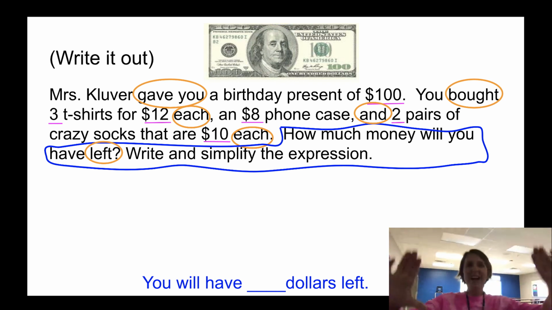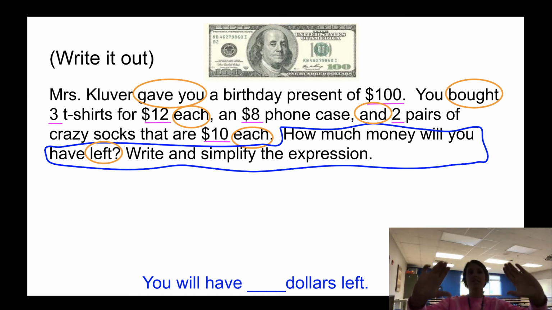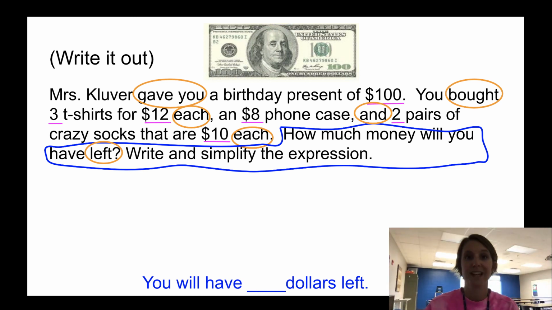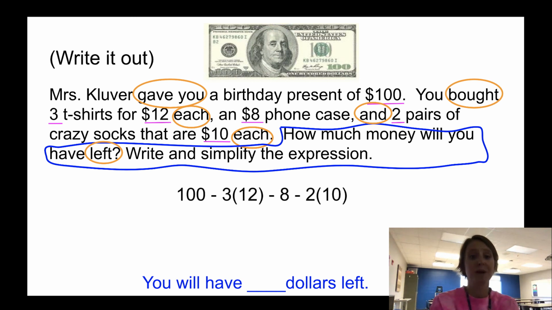Now go ahead and write the expression that would represent this story problem. Let's see if ours match. I have the $100, it's positive. I'm going to be taking away the cost of the t-shirts. I'm going to be taking away the cost of the phone, and I'm going to be taking away the cost of the crazy socks. Do you see the multiplication in there? It comes from those words "each" above.